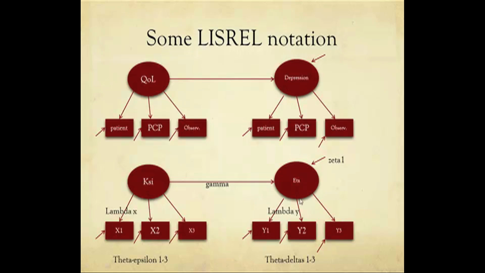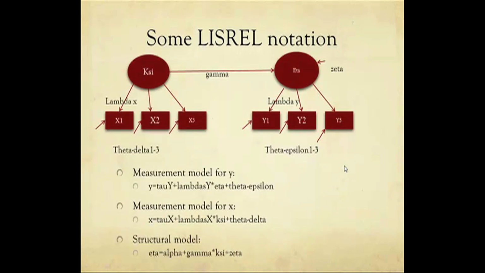And then our structural model is actually that Psi leading to the eta, using the gamma path with the zeta error term associated with it. And here are just the written out, again, I wrote them out in English because I was getting a little tired of trying to hunt and peck for all the Greek letters in my slides, so I apologize about that. The measurement model for y is equaling tau y, which is our intercept term in this case, plus the lambda y's times the eta, plus the error terms.